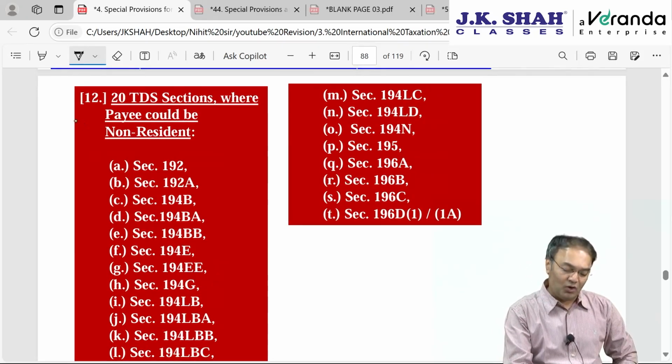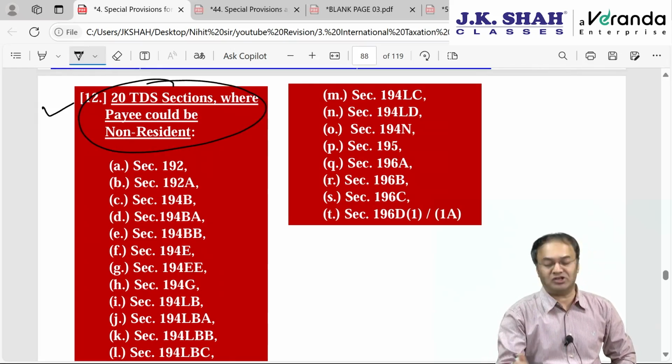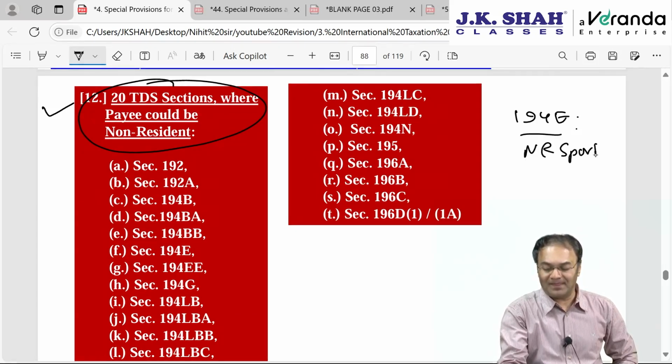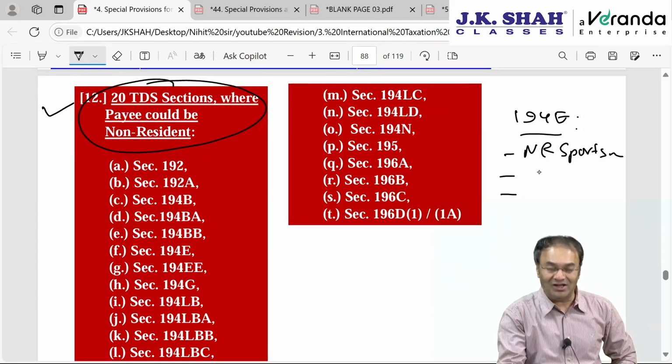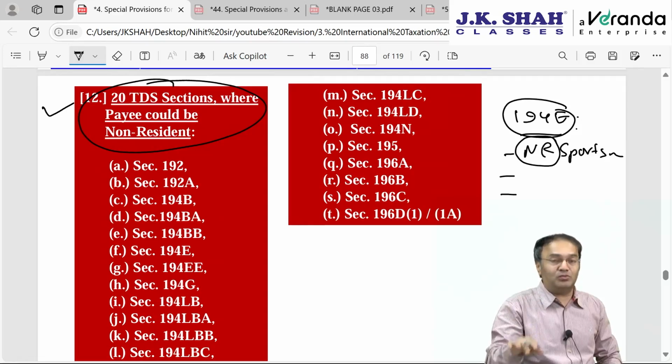This is something which we have already done within the TDS chapter. In the TDS chapter there were 41 sections. Out of 41 sections there are 20 sections where the payee could be non-resident. Either the payee has to be non-resident, like section 194E, if you recollect, where the payee is a non-resident sportsman, or a non-resident sports association or institution, or a non-resident entertainer. For this section the payee has to be non-resident.